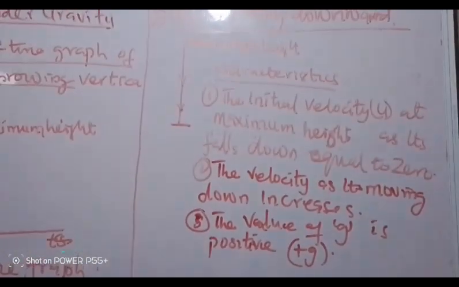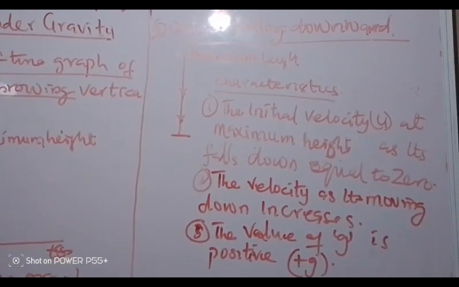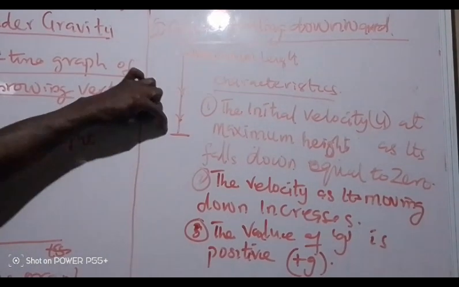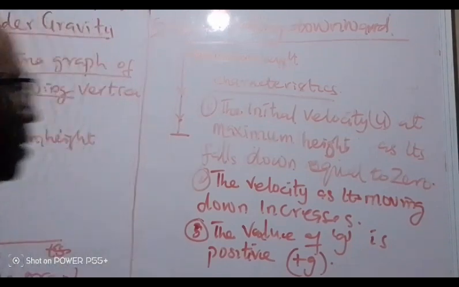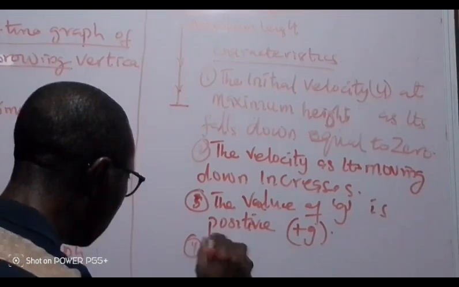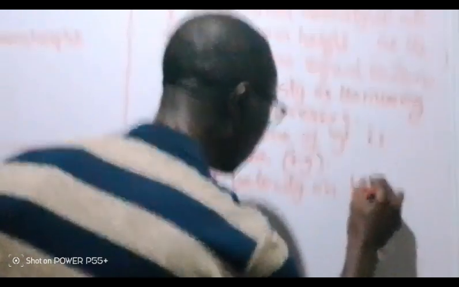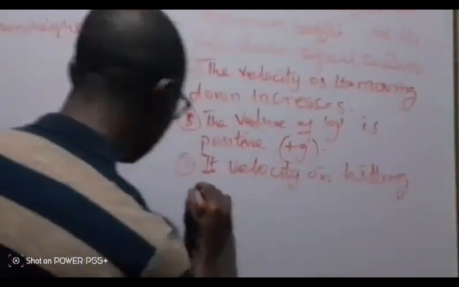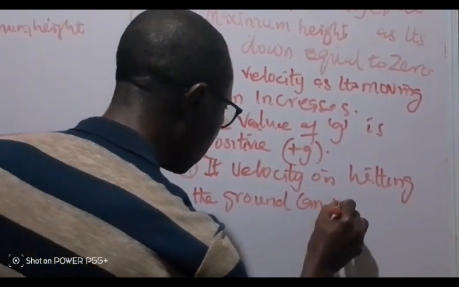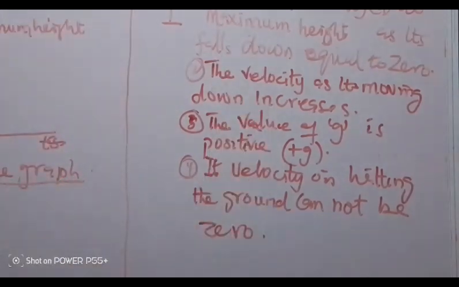Mind you, as the object is moving down, like the case of an object moving upward, its velocity on hitting the ground cannot be 0. Let me add that one. Its velocity on hitting the ground cannot be 0. Those are the 4 characteristics also.